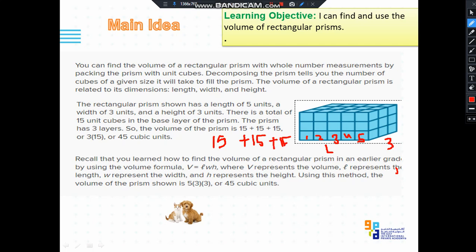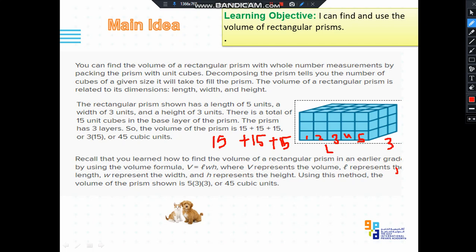So for the volume, I count how many cubes or square units are in each layer, and how many layers. Each layer is 15, so it will be 15, 15, 15. Adding together gives you the volume. So the volume here will be 45 cubic units.